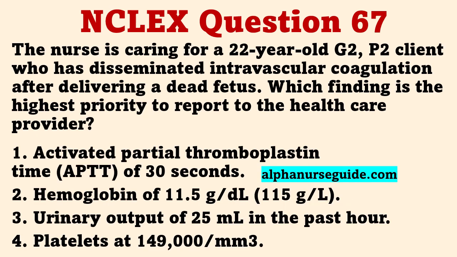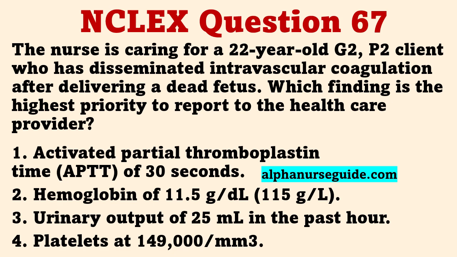The nurse is caring for a 22-year-old G2, P2 client who has disseminated intravascular coagulation after delivering a dead fetus. Which finding is the highest priority to report to the healthcare provider? 1. Activated partial thromboplastin time of 30 seconds. 2. Hemoglobin of 11.5 grams per deciliter. 3. Urinary output of 25 milliliters in the past hour. 4. Platelets at 149,000.